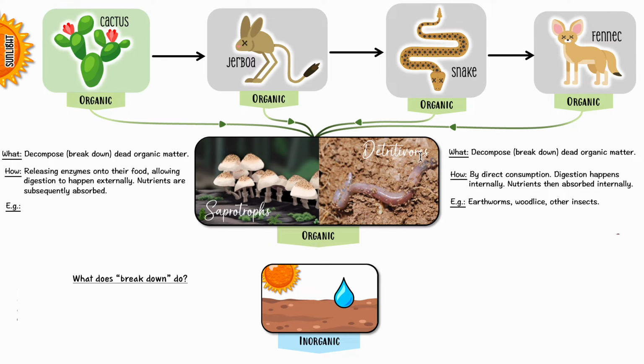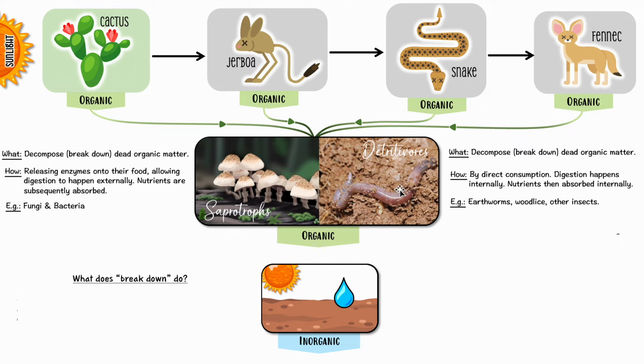Now, some examples. The Detritivores can be earthworms, woodlice, other insects. The Saprotrophs can be things like fungi and bacteria. Don't worry too much about the real examples. I just want you guys really to know the difference in their mechanism because that can be quizzed upon. The keywords: internally and externally, okay? Now, let's finish the picture here.